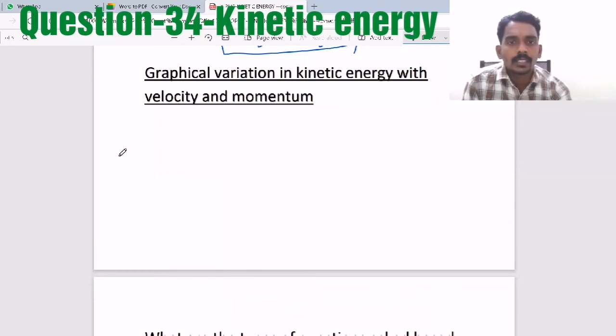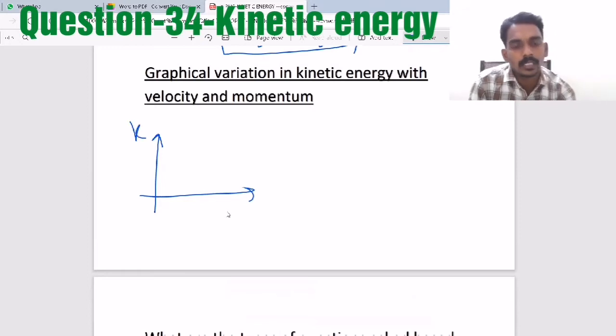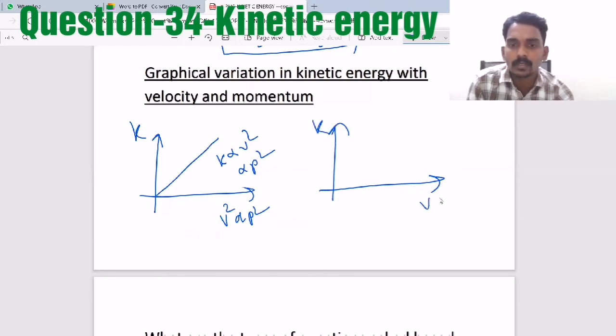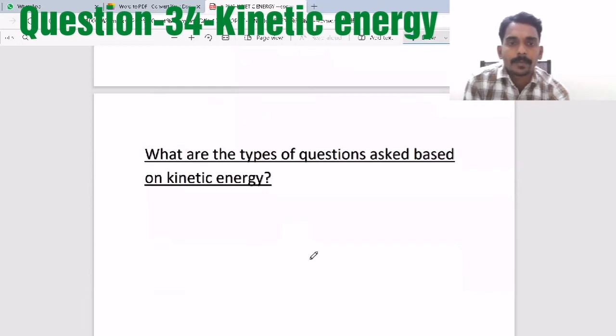Now, graphical variation in kinetic energy with velocity. Consider kinetic energy on the y-axis, and v square or p square on the x-axis. Because K is proportional to v square or p square, it is like y proportional to x. If you take the same kinetic energy on the y-axis and v or p on the x-axis, then the relation is like a parabola. The graph will be like this. They'll ask questions based on the graph also, how the kinetic energy varies with velocity or linear momentum.